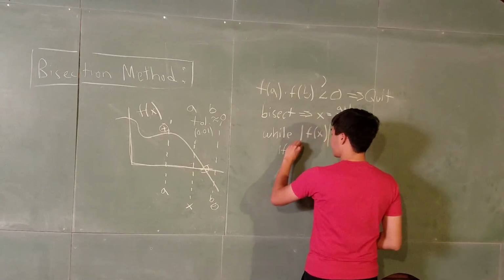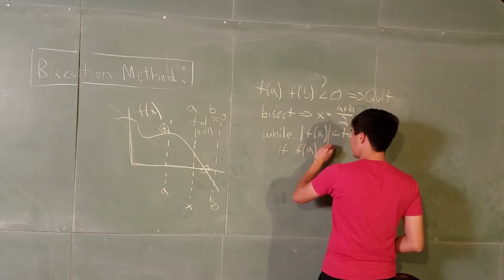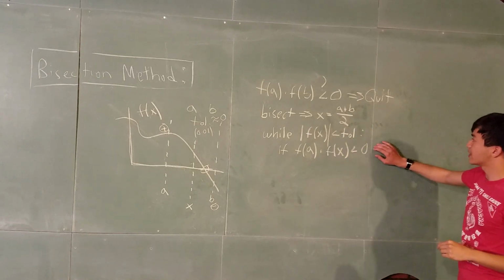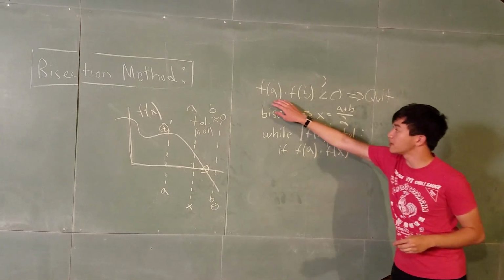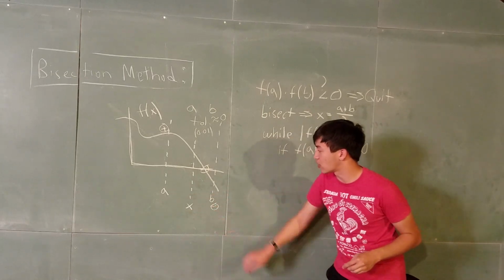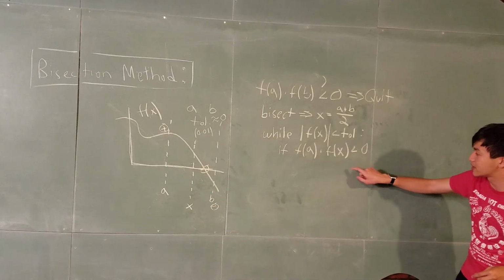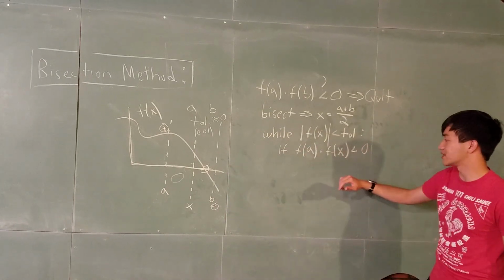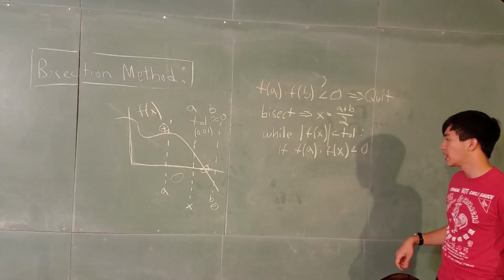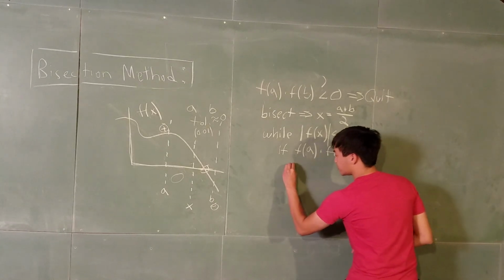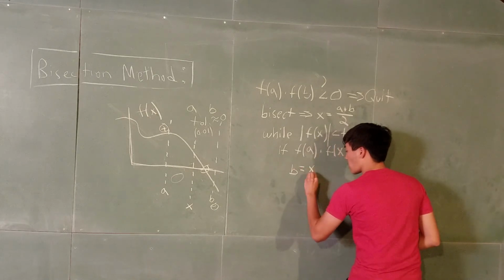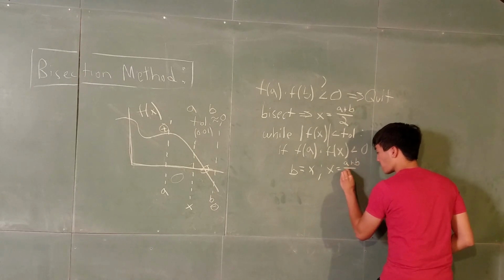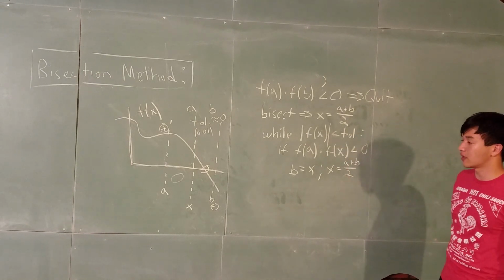We check, is f of a times f of x less than 0? This line is actually similar to the very first line. In that first line, we're checking if the root exists across the entire interval. This line is similar, except we're only checking this half interval from a to x. So again, we see if we switch over from positive to negative values or negative to positive values. If this ends up being true, we set b to be equal to x, and we bisect again. So good, we can check the left half of the interval.